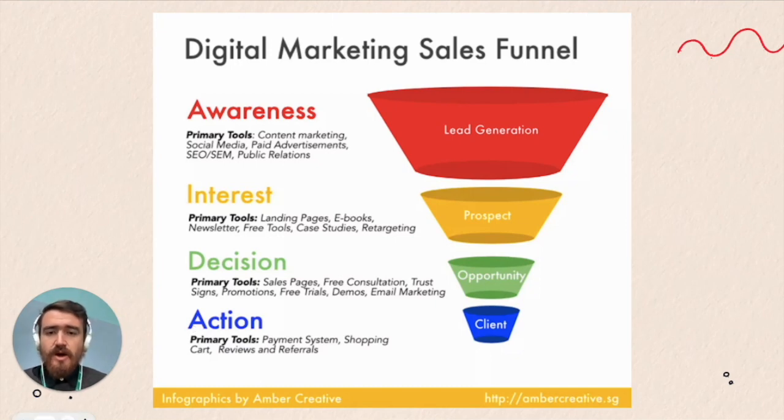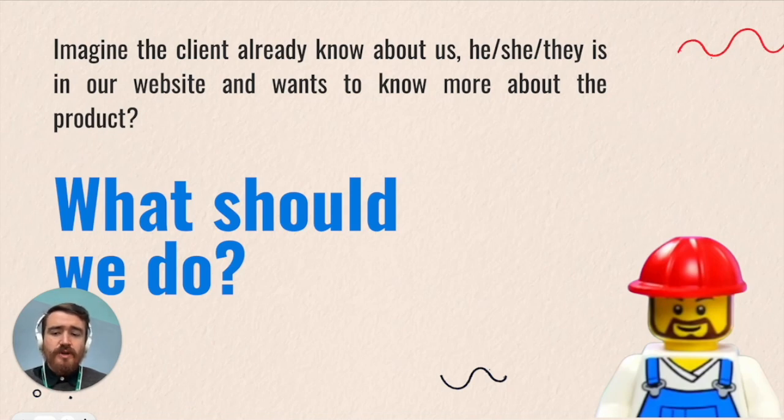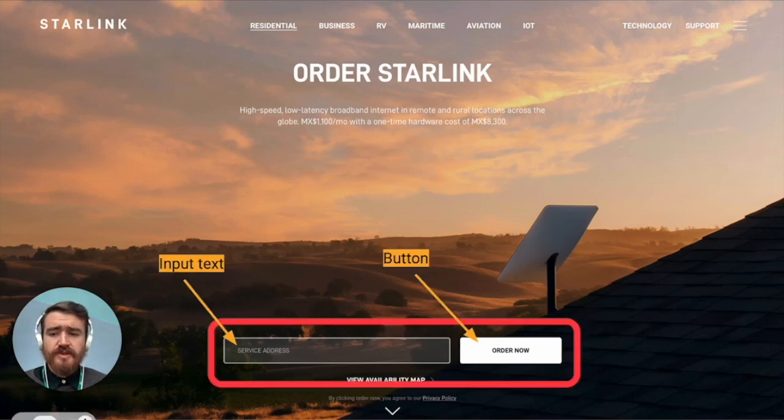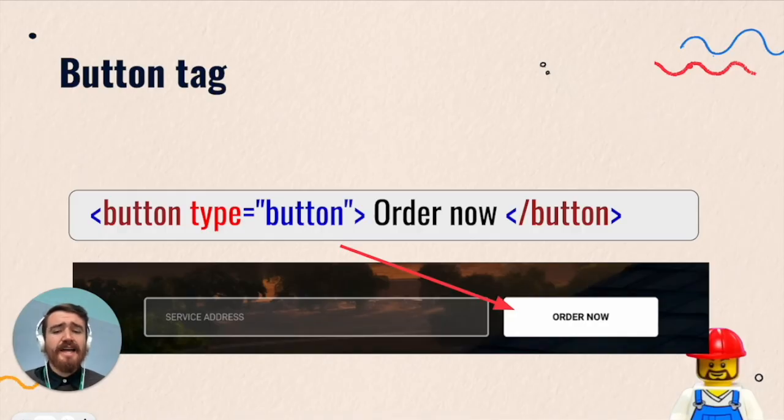So what we're going to talk about today, what do we do? How do we encourage them to give us their data, or how do they actually give us their data? Here we see the input text and the box. We need to add two more tags. First, the button tag, and then the input box. So let's talk about the button tag.